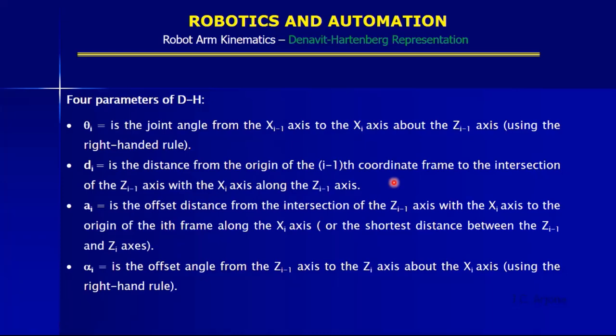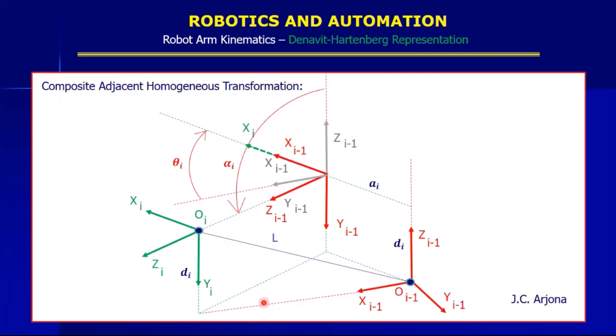Alpha I is the offset angle from the zi minus 1 axis to the zi axis about the xi axis using the right hand rule. So going back to the diagram, we can easily define or understand or locate the DI. It is the distance between the two origins along the zi minus 1, that is the DI.